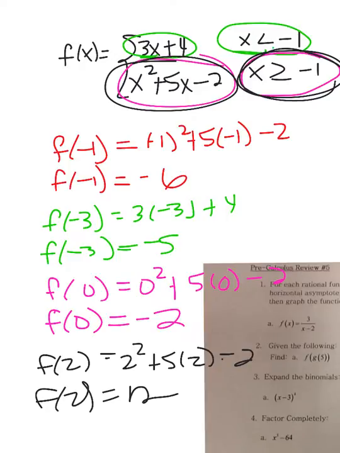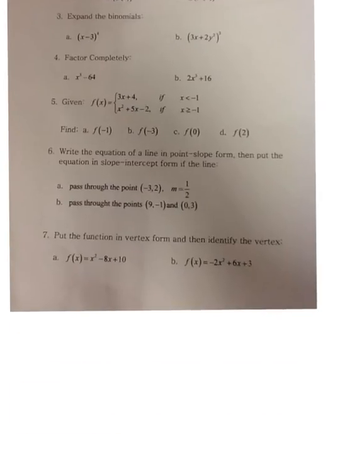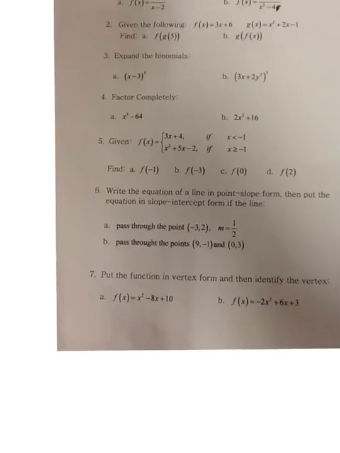Okay, so let's take a look at 6. Number 6 is to write the equation of a line in point-slope form, and then put the equation in slope-intercept form. And then we have these certain pieces of information that we have here.